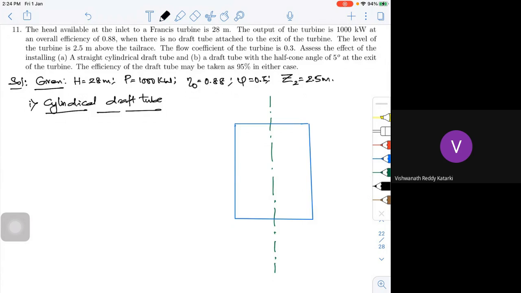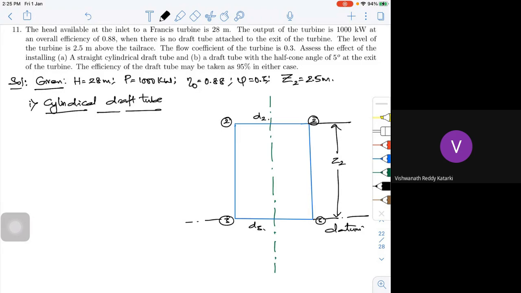If I call this D2 and this D3, this is section 2, that is the exit of the turbine, and 3 is the exit of the draft tube. I go by the same convention: 1 is the inlet to the turbine, 2 is the exit of the turbine and the inlet to the draft tube, and 3 is the exit of your draft tube. Now, suppose this is my datum. What they are given is that this Z2 is 2.5 meters.